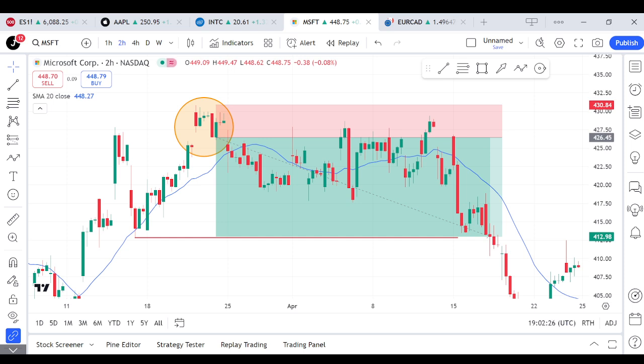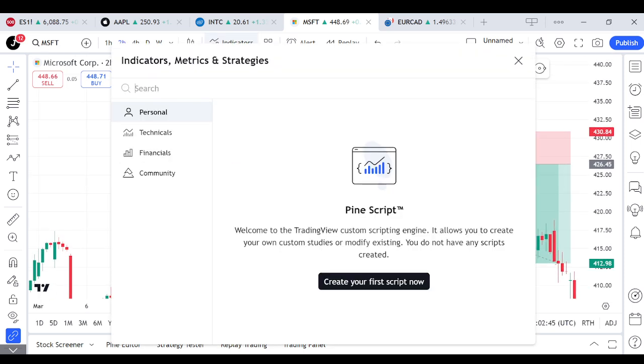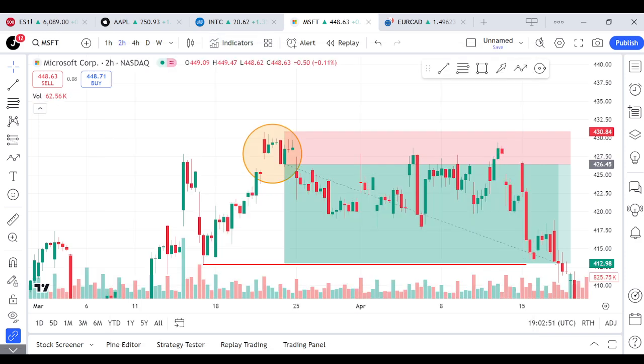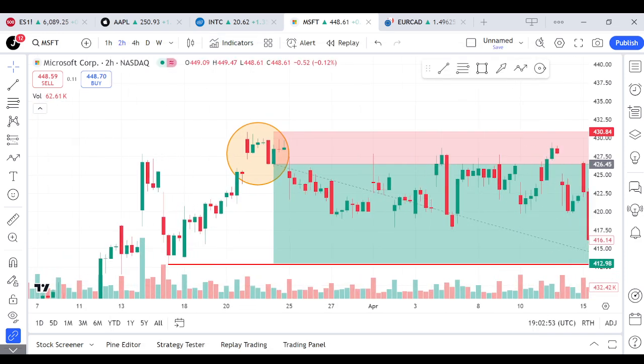So volume also plays a crucial role in confirming your trades. You could look for increased volume on that final bearish candle, and this shows strong seller conviction and increases the probability of a successful trade. So lower volume during the three middle candles is actually preferable. And just add that volume indicator so that we can see. And this is the volume candle.